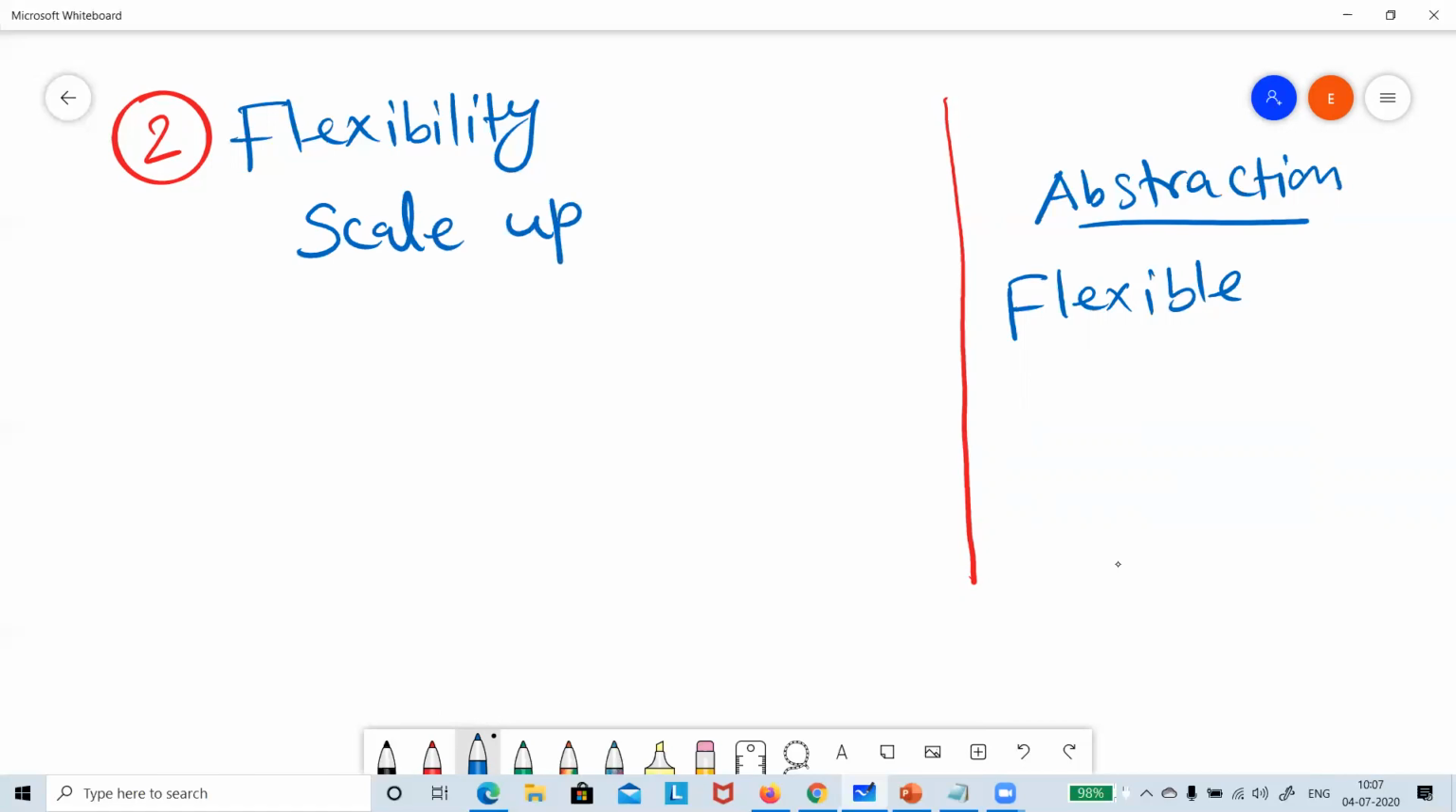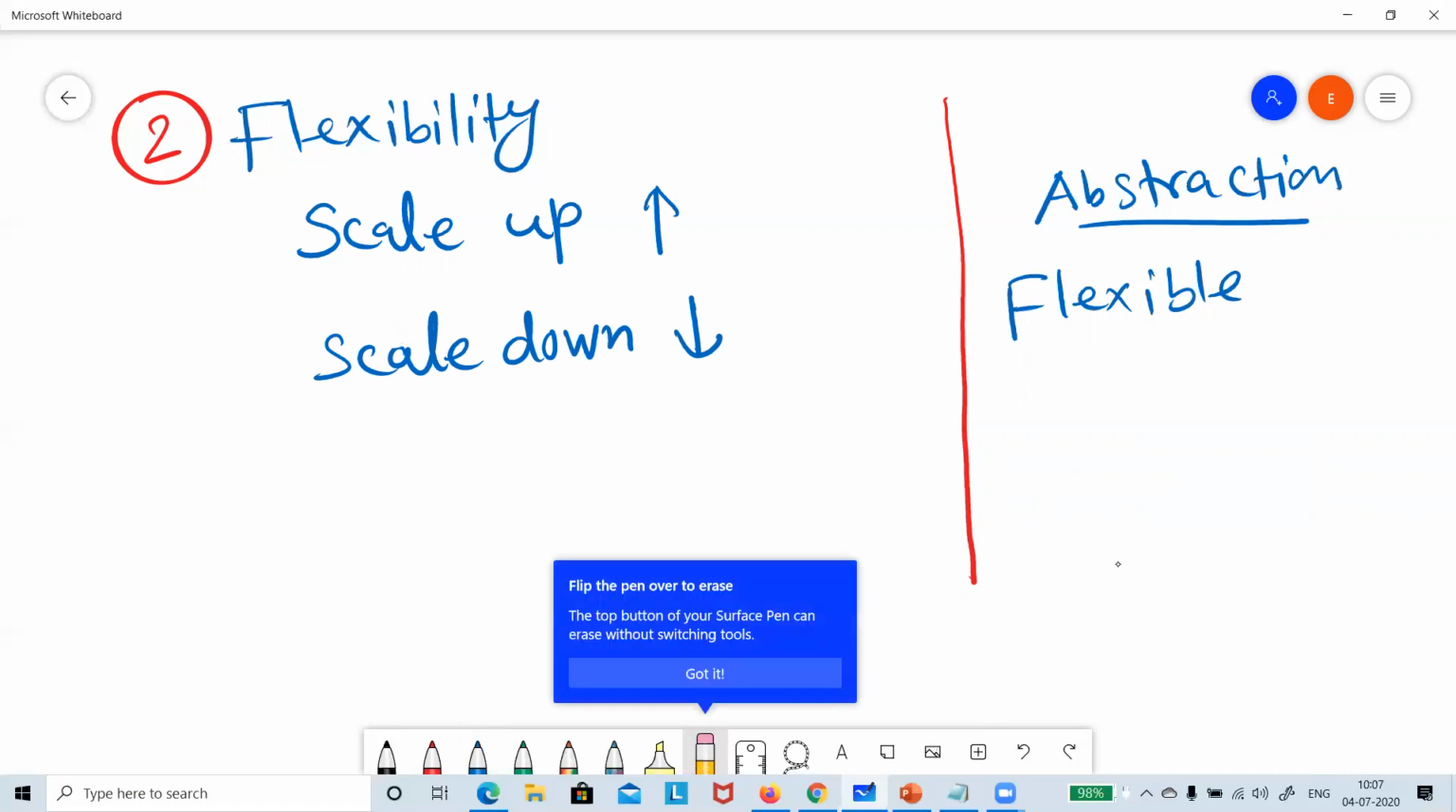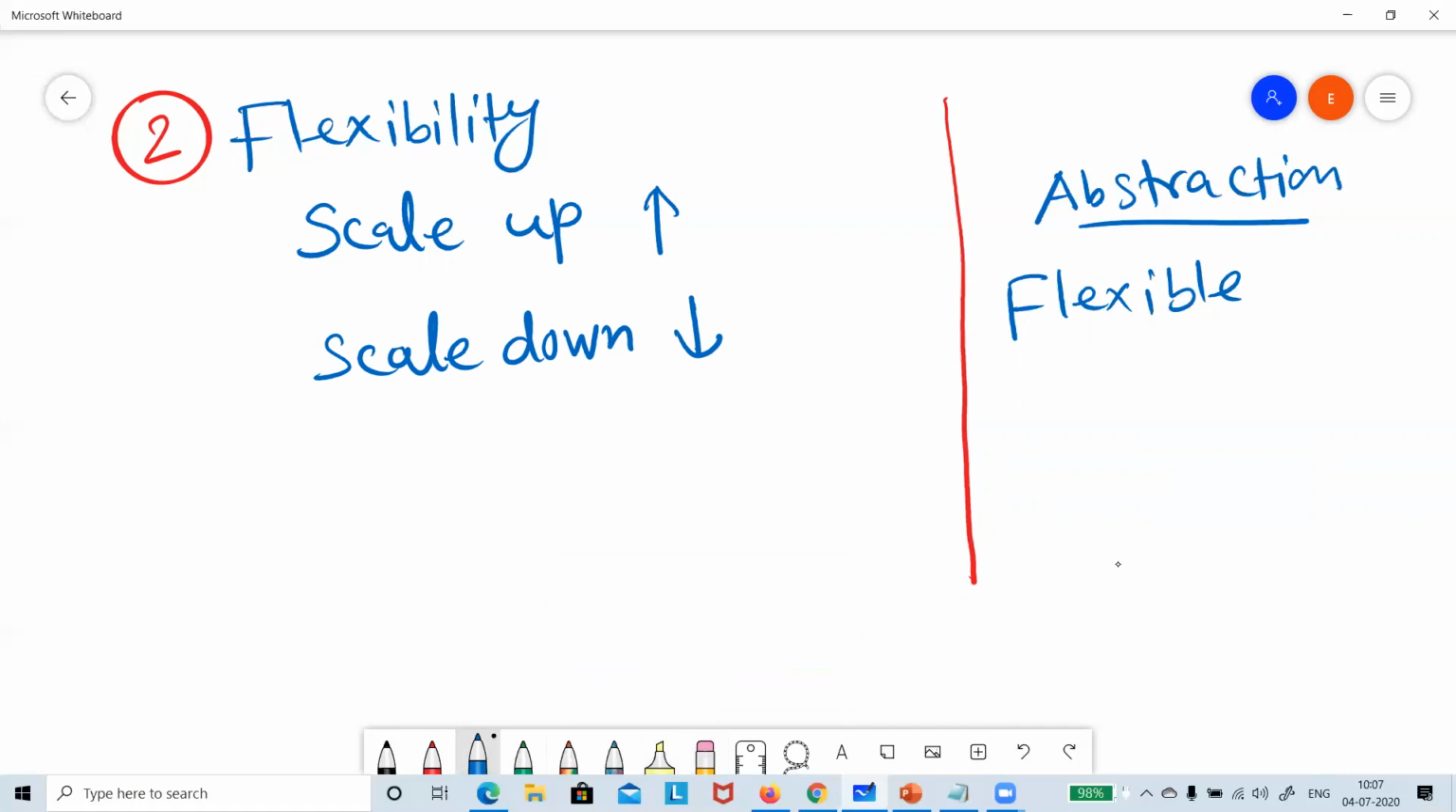You can delete it. It would be literal, right? And again, it will have technical meaning as well. So something like scale up or scale down, these kind of terms we will use. What is flexible? Flexible means you can scale it up and you can scale it down, right? So this is flexible.